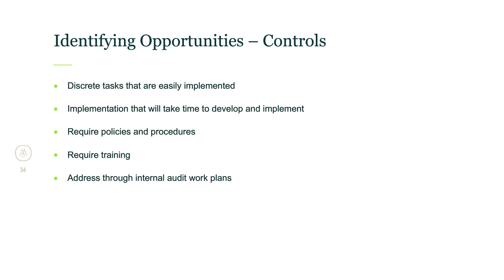So, discrete tasks that are easily implemented. Identify your controls findings that fit into that category. Then there's the category of implementation that will take time to develop and implement. Some of this, again, is going to be long-term. Tell your audit committees, hey, we're not going to be able to address this for another 6 months, a year, maybe 3 years, maybe 5 years in some cases.